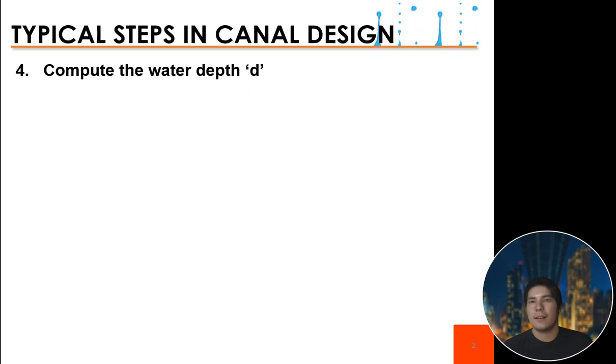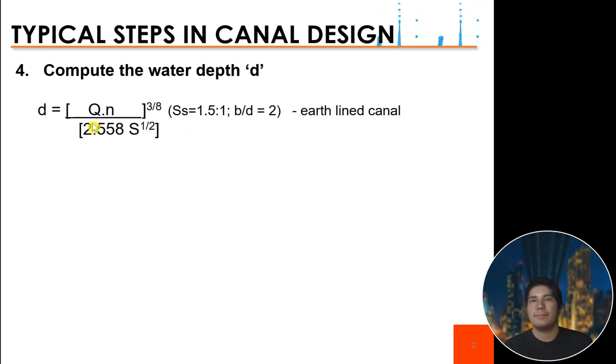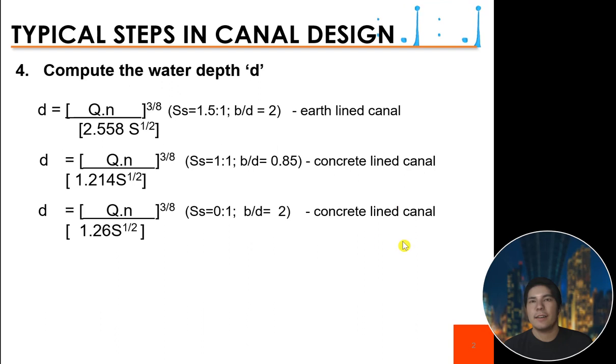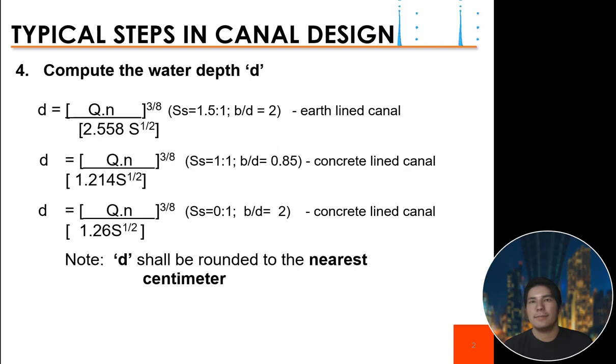So compute the water depth. So we have this formula. So we can also derive this one using Manning's formula. So anyway, for side slope na 1.5 is to 1, and yung M equals to, for earthline canal, yung depth natin is just Qn raised to the power of 3/8 all over 2.558 S raised to the power of 1/2, and so on and so forth. For concrete line canal, whose side slope is 1 is to 1 and side slope is 0 is to 1, ito naman yung gagamitin natin ng mga formulas. So, note yung D dito shall be rounded to the nearest centimeter.